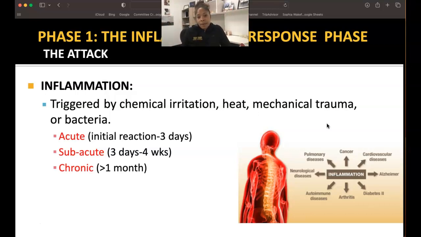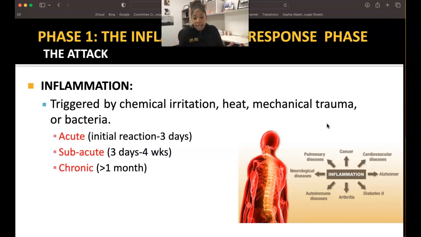So when we think about the inflammatory phase or the inflammatory response phase, what we're thinking about is a phase that's going to be triggered by some type of injury or chemical irritant or bacterial infection, right? Or heat. It's the initial insult, right? It's the thing that causes the patient to come see us, right? Most often, this inflammation is going to be triggered by those things, right?